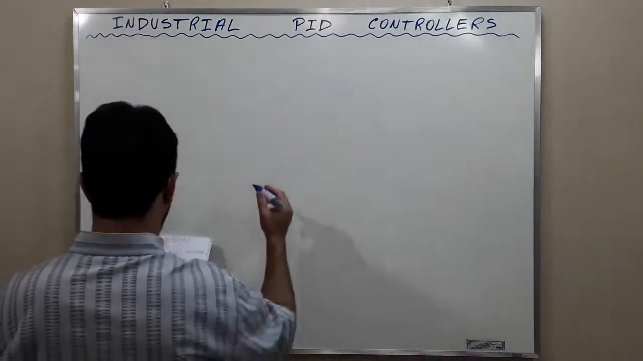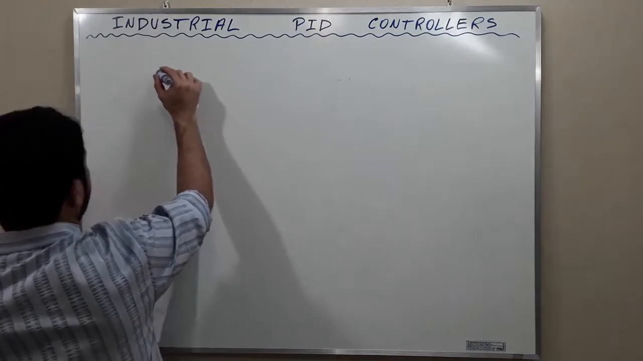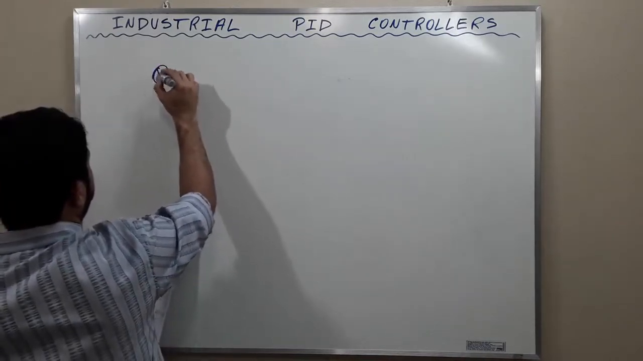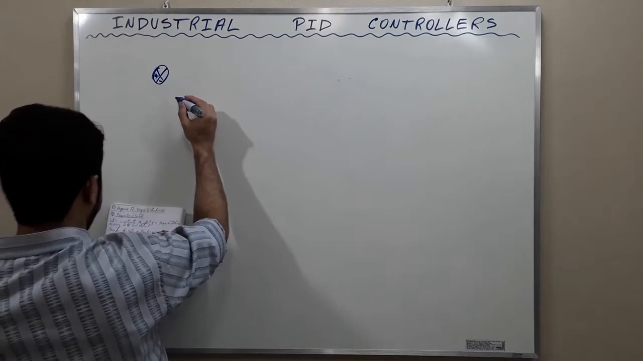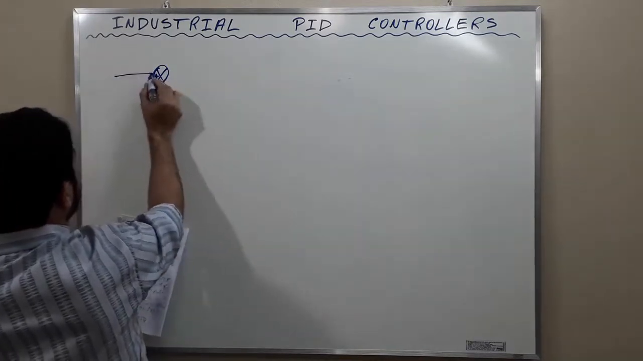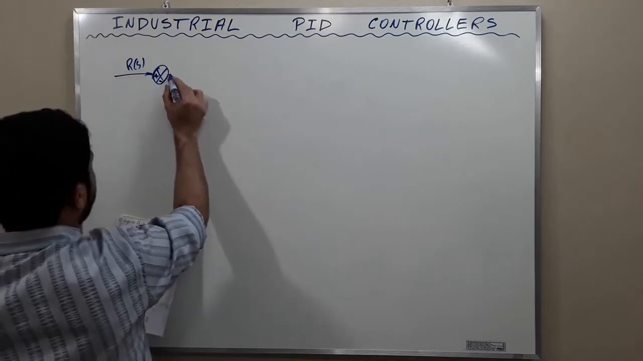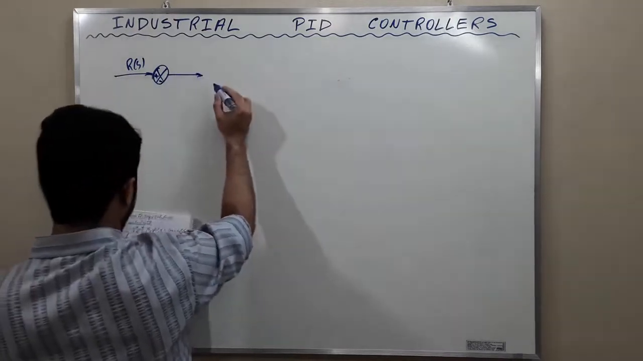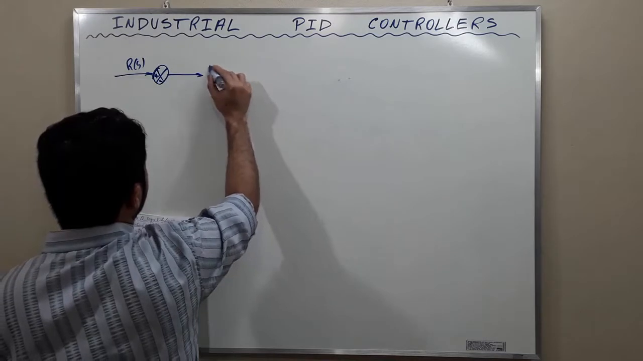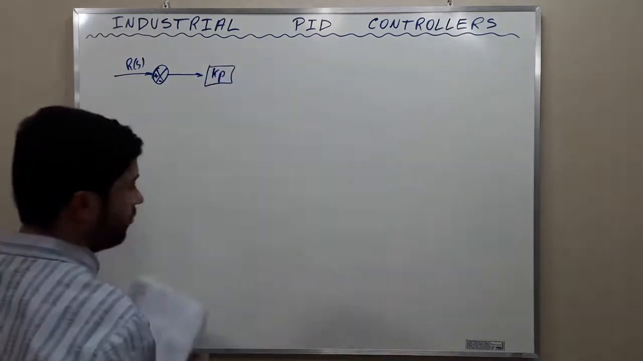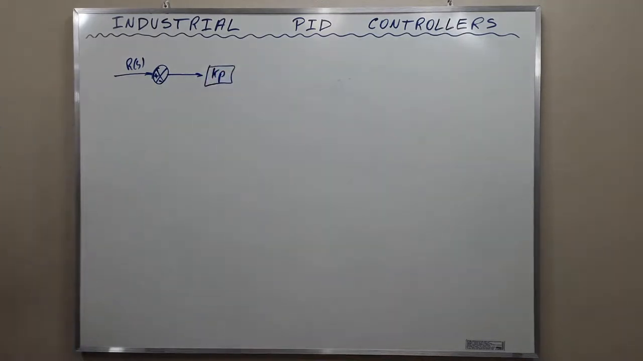Okay, we're gonna have an error detector here, the reference here. At first, we're going to use the proportional controller only and see what happens if we need or not to add to this the integral controller.